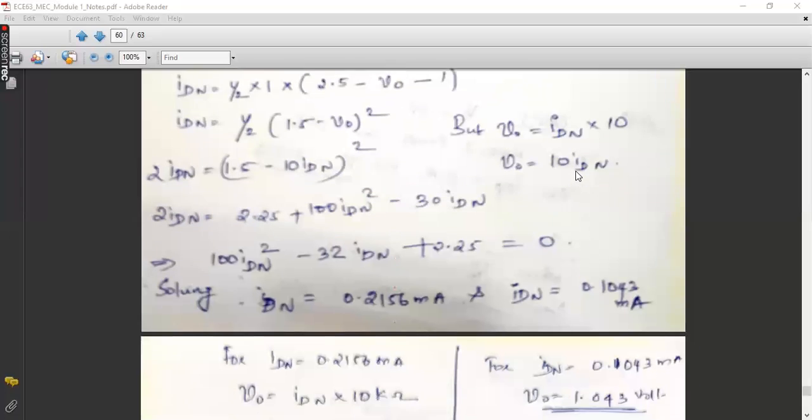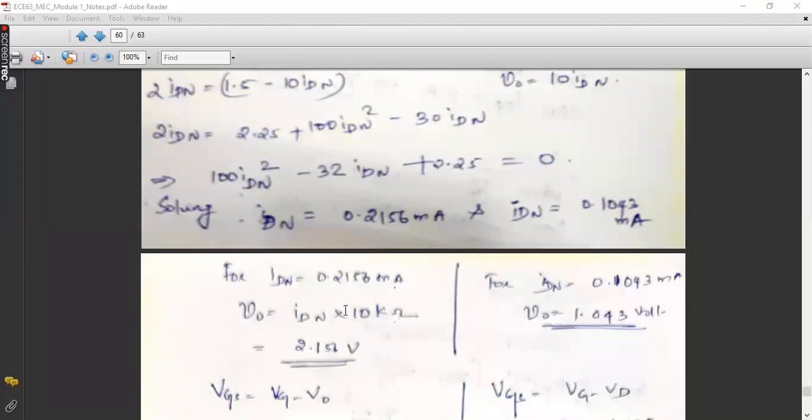I should calculate V0. All of you calculate V0. And please remember that this answer is in milliampere, okay? It is not in ampere. Why? Because I have not converted my Kn dash W by L as well as my resistance value. So my answer will be in milliampere.